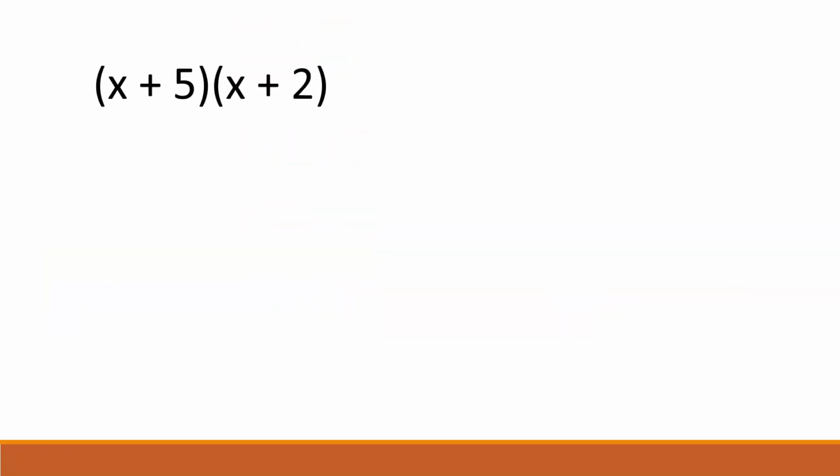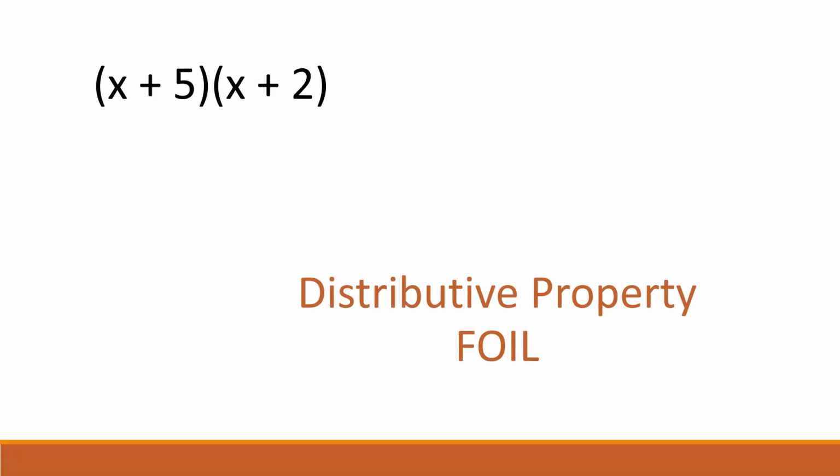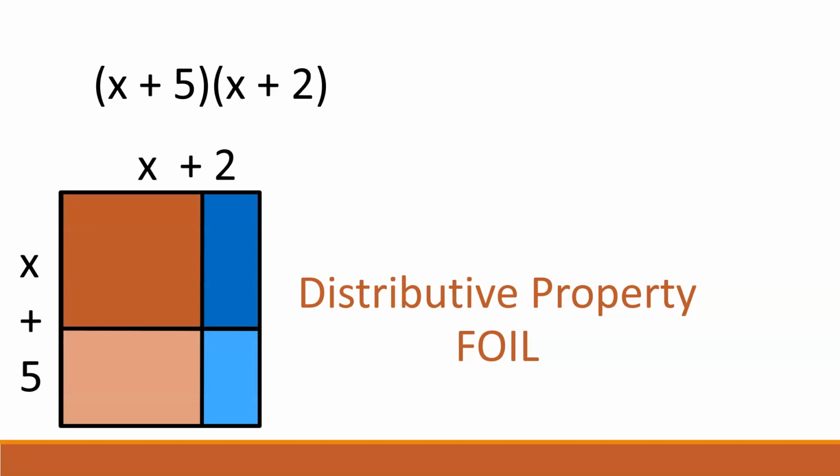Thinking of multiplication again, we can see that if we multiply two binomials, we're still using the distributive property, and sometimes we use the acronym FOIL to describe the 4 multiplications that we do to multiply the binomials. If we look at an area model for this multiplication, we can see that there are 4 areas within the large rectangle. Those are the 4 areas we're going to find by doing our 4 multiplications.